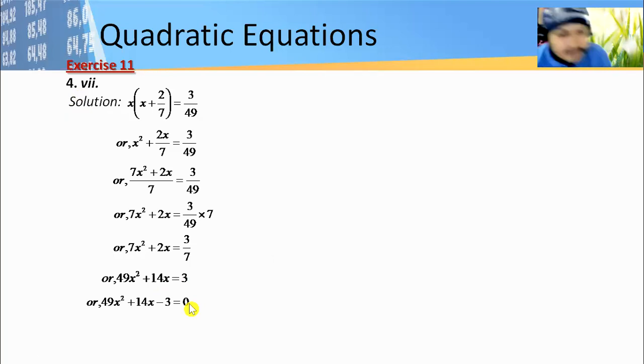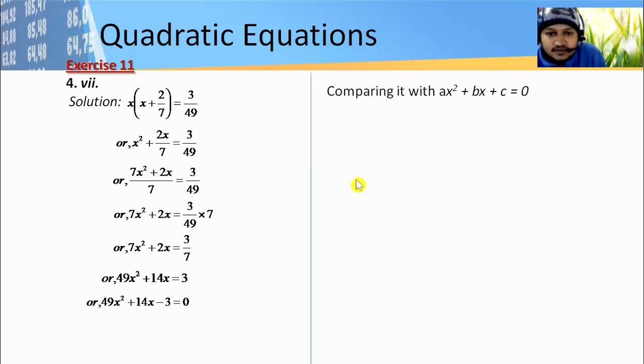So 49x square plus 14x minus 3 is equal to 0. It is in the perfect form of ax square plus bx plus c is equal to 0. Now compare it with ax square plus bx plus c is equal to 0. We will get a is equal to 49. The value of a comes from this equation, 49. Similarly, the value of b is 14 and the value of c is minus 3. If we know these three values, the next thing we must remember is the formula. The value here must be known.